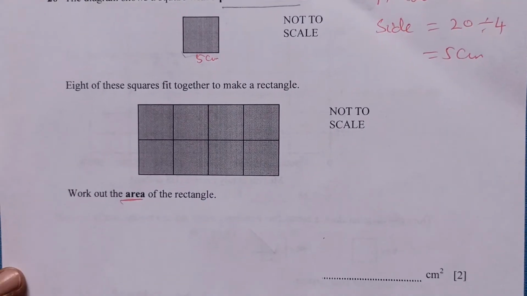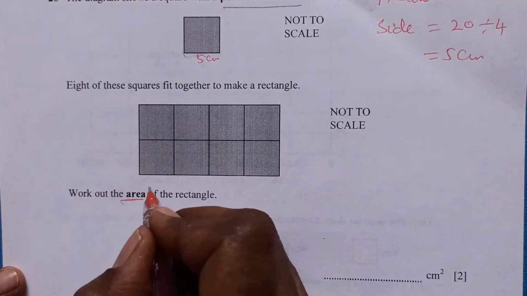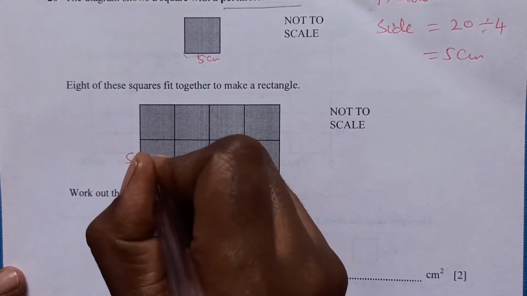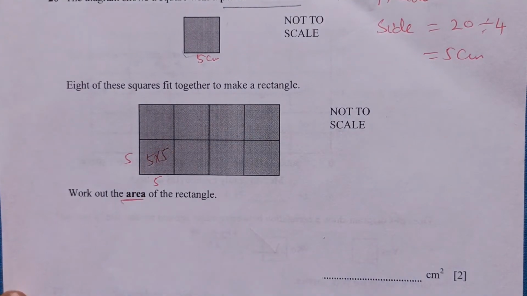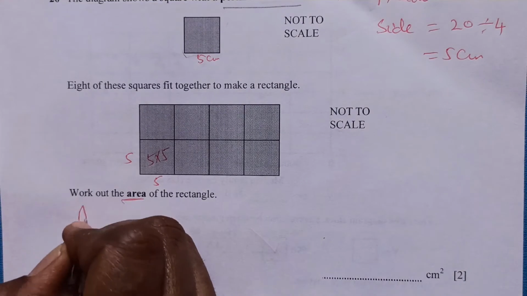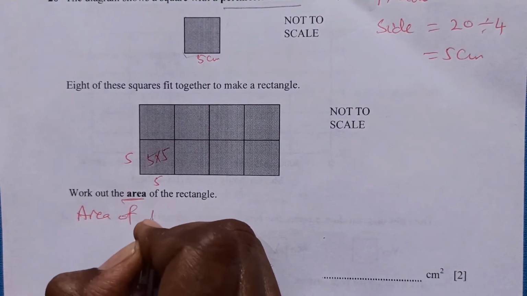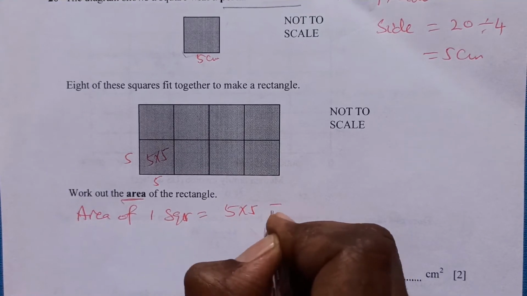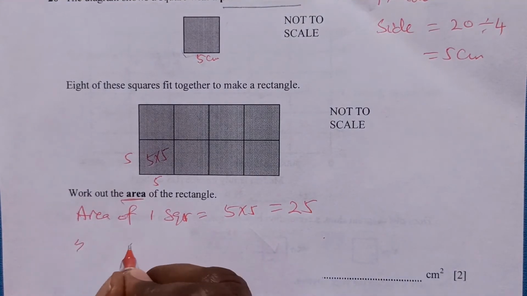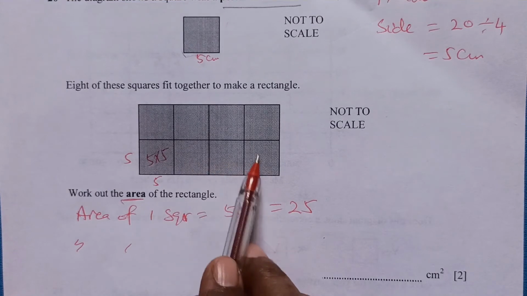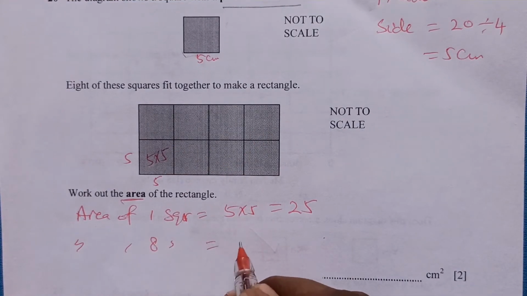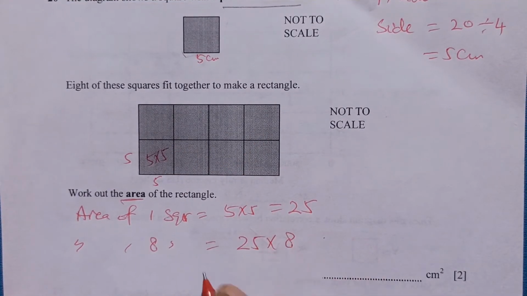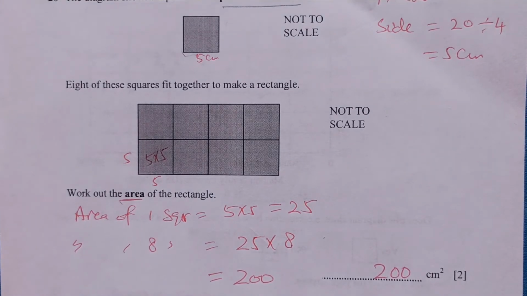We have 8 of them, and each side is 5. So area will be 5 times 5, 25. The area of one square is 5 times 5, which is 25. How many are there? 1, 2, 3, 4 plus 4, 8. So 8 squares will be 25 times 8, which is going to be 200. So your answer is 200 centimeters squared.